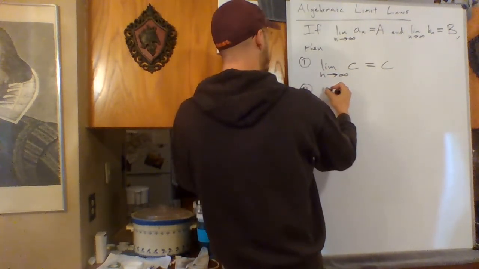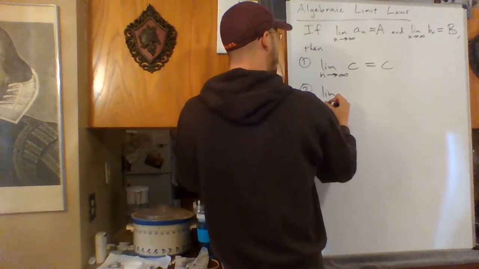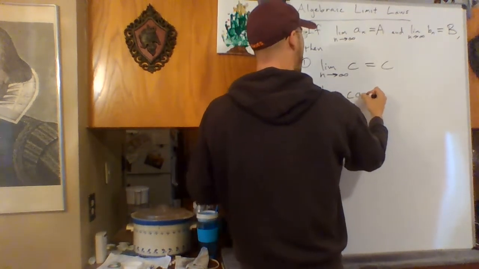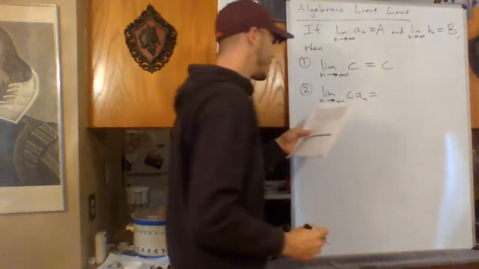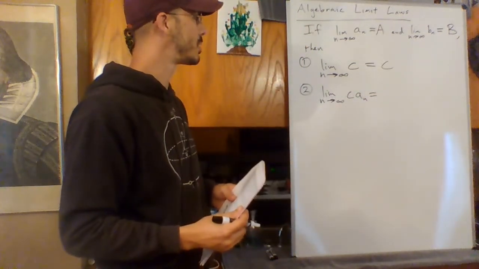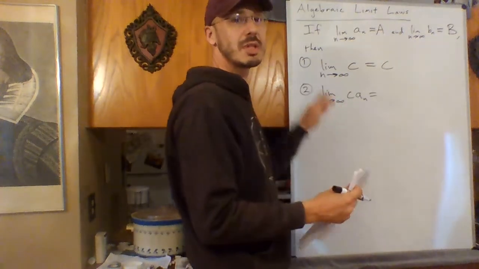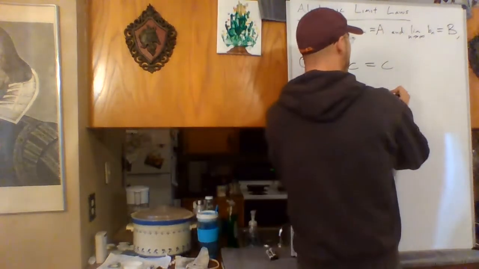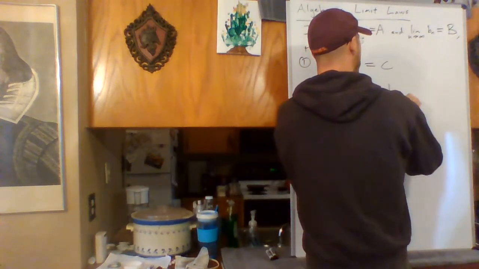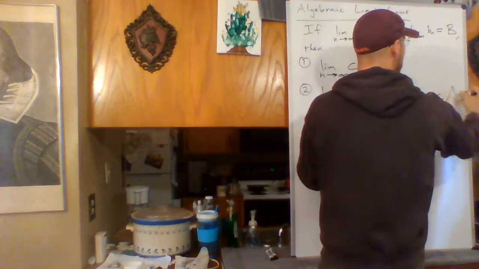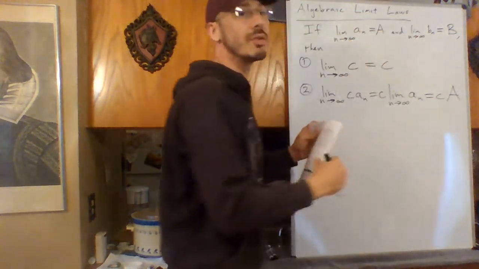The second one is that the limit as n goes to infinity of c times an is equal to, well, they show steps here, and I'm going to do it for this one, just not the rest of them. That's c times the limit as n goes to infinity of an, which is cA. Remember, the limit of an as n goes to infinity is A.